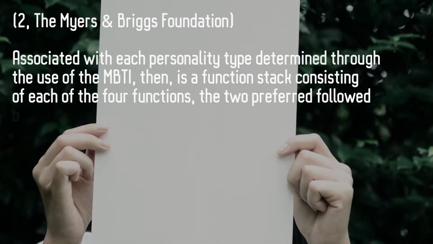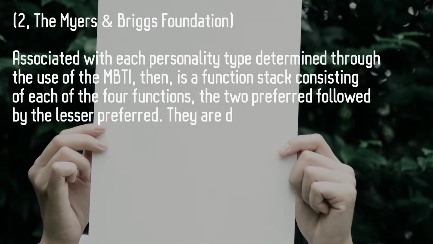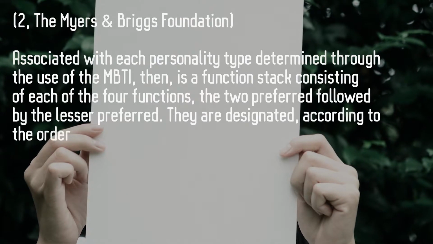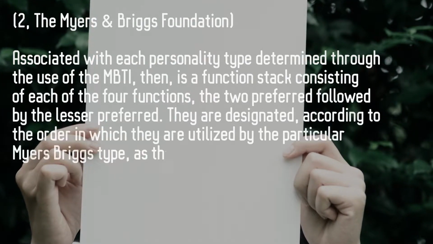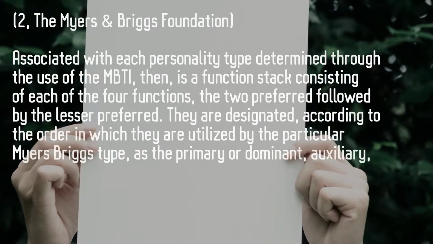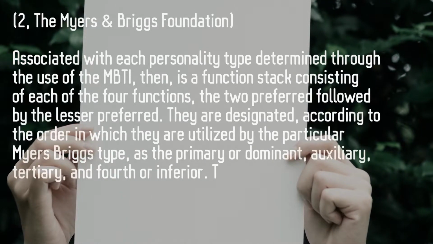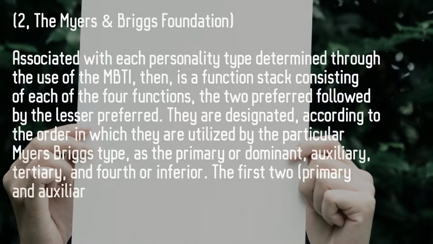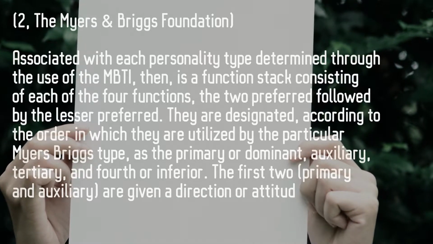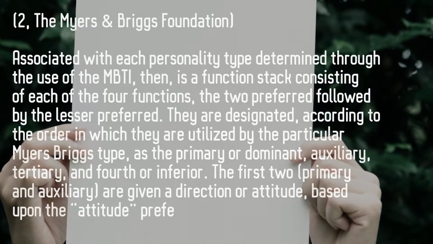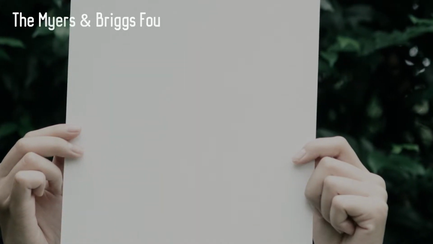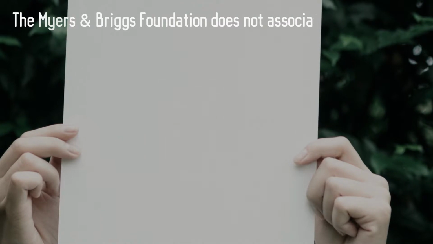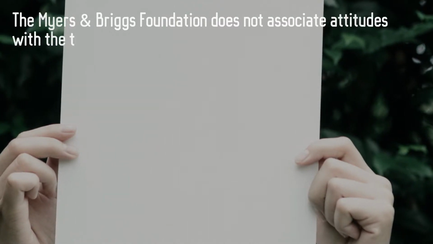They are designated according to the order in which they are utilized by the particular Myers-Briggs type, as the primary or dominant, auxiliary, tertiary, and fourth or inferior. The first two, primary and auxiliary, are given a direction or attitude based upon the "attitude preferences" as well. The Myers and Briggs Foundation does not associate attitudes with the third, tertiary, and fourth, inferior, functions.